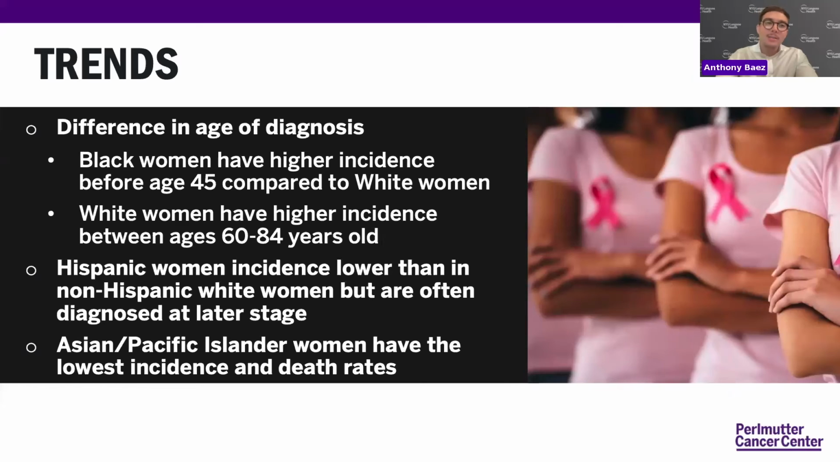And when we look at trends in breast cancer, there are differences in regards to race and diagnosis. Black women have a higher incidence of diagnosis of breast cancer before age 45 compared to white women. And white women have a higher incidence of breast cancer detected at ages 60 to 84. Hispanic women in general have lower rates of breast cancer compared to white women, but are often diagnosed at later stages. And Asian women have the lowest rate of the disease as well as the lowest death rates.